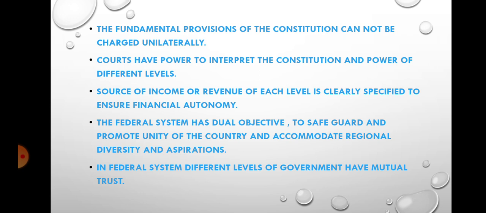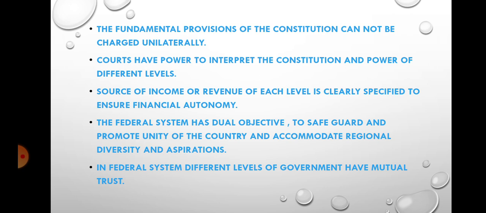Court have power to interpret the constitution and the power of different level. So the court, being considered as the guardian of the constitution, has the power to interpret the power of different levels. Source of income or revenue of each level is clearly specified to ensure financial autonomy.